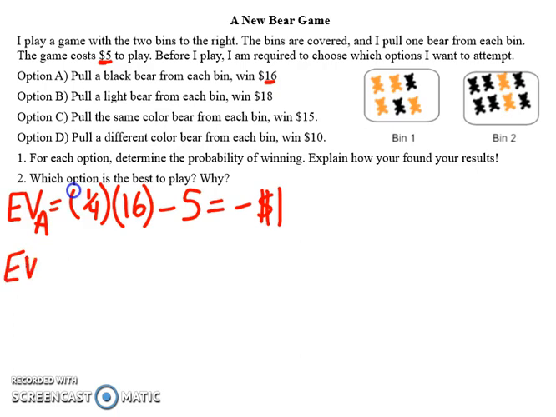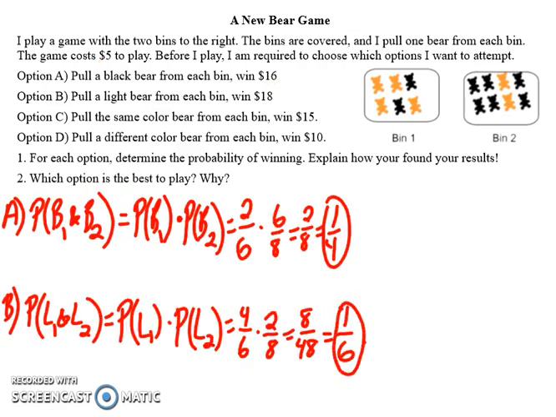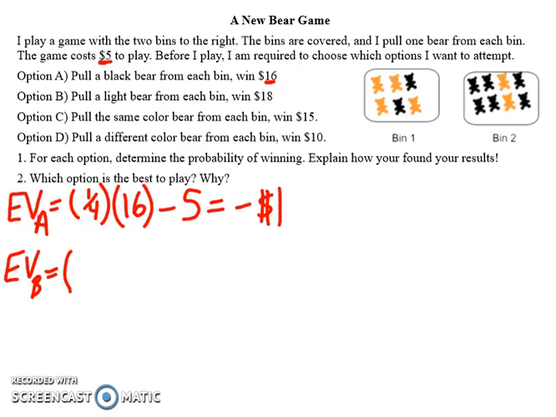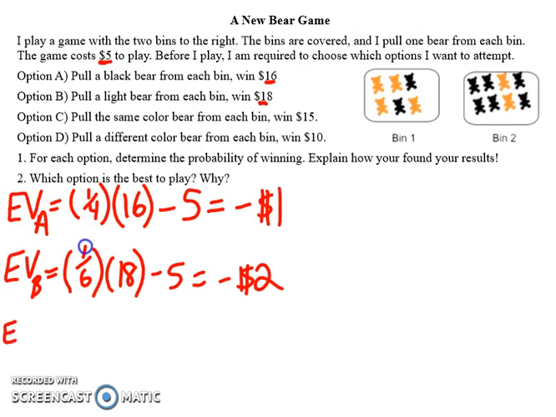So now let's look at the expected value of game B. So I want to look at the probability again, come back here, was 1/6. So that's 1/6 times the amount I could win, which is $18, minus the $5 to play. Well, if I simplify that, that's negative $2. That's an even worse game to play. Even though I could win more, in the long run, I'd end up losing even more money. So let's check out game C.